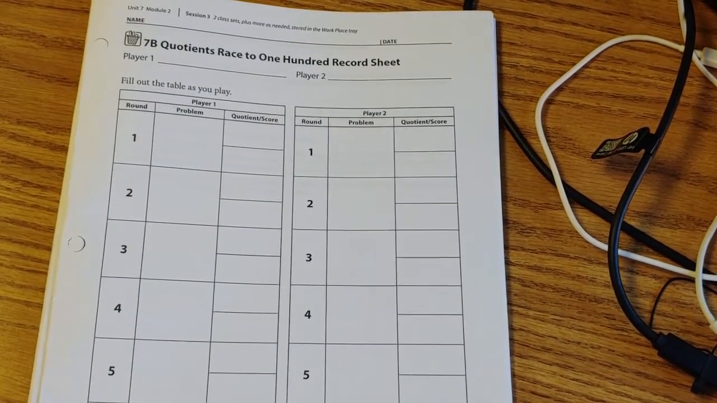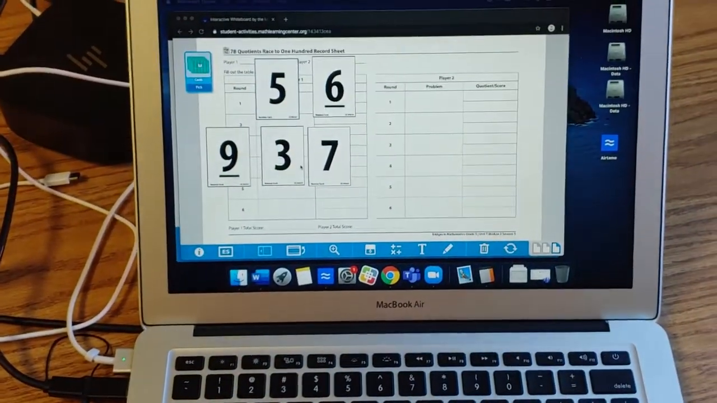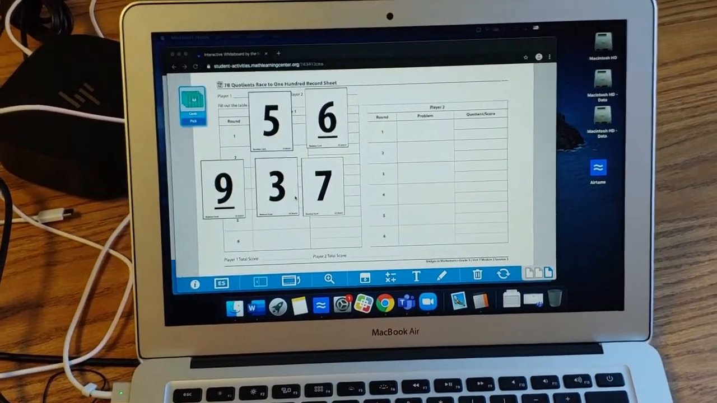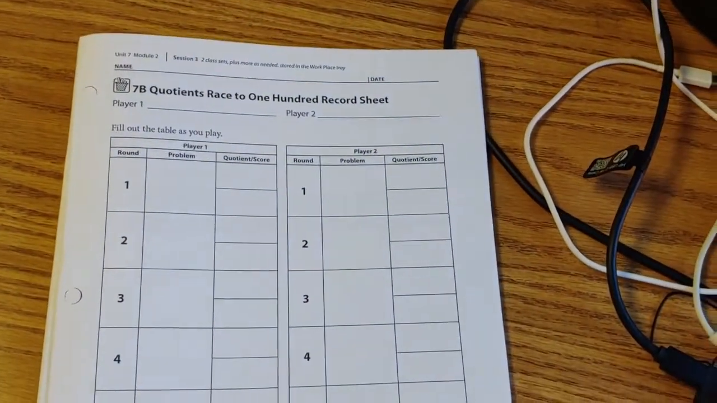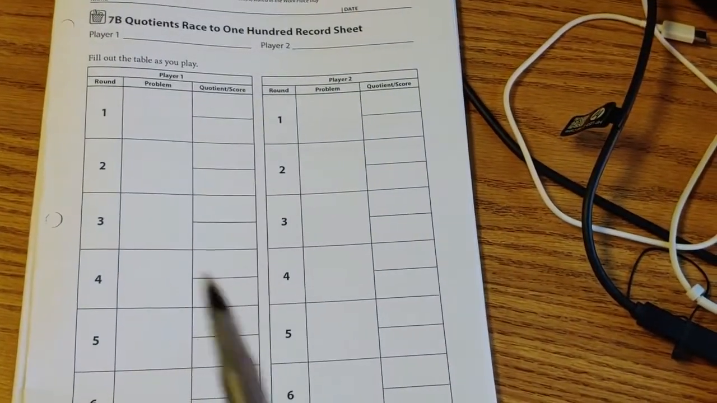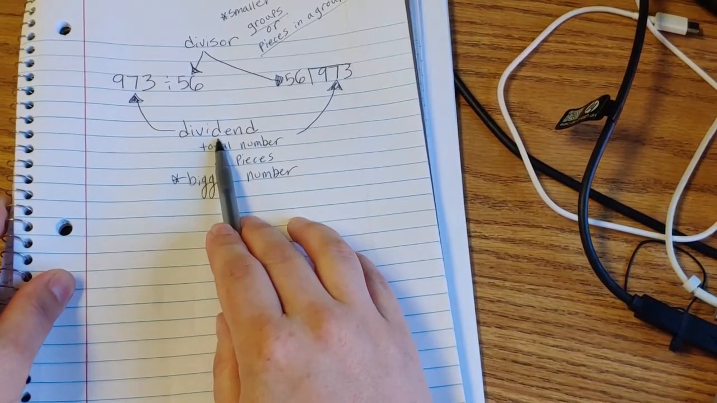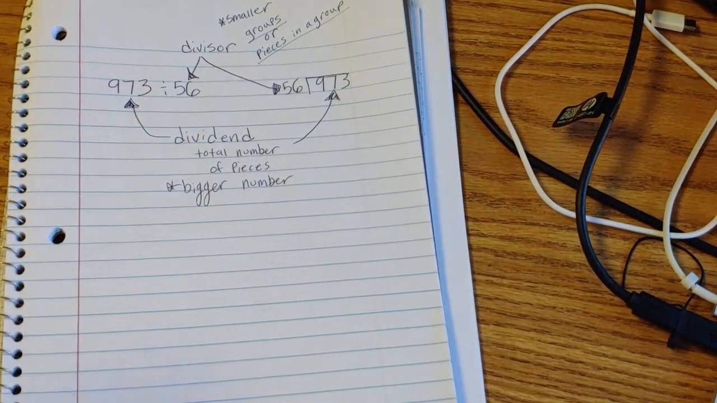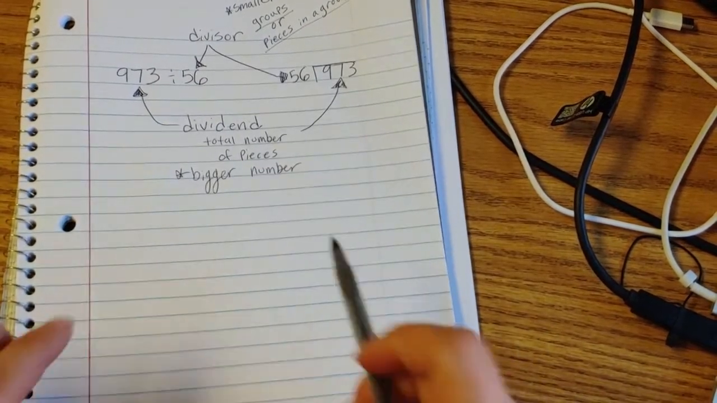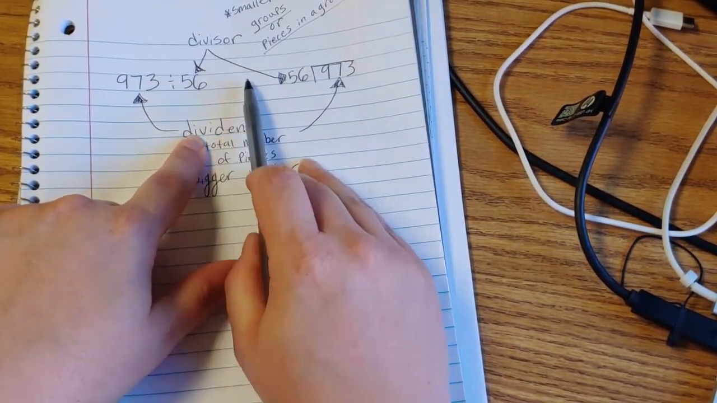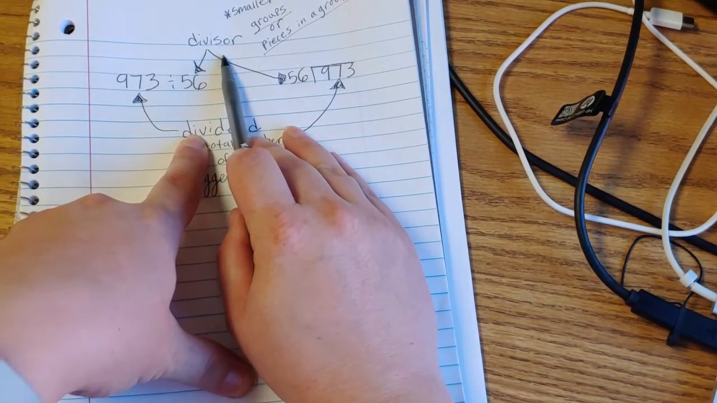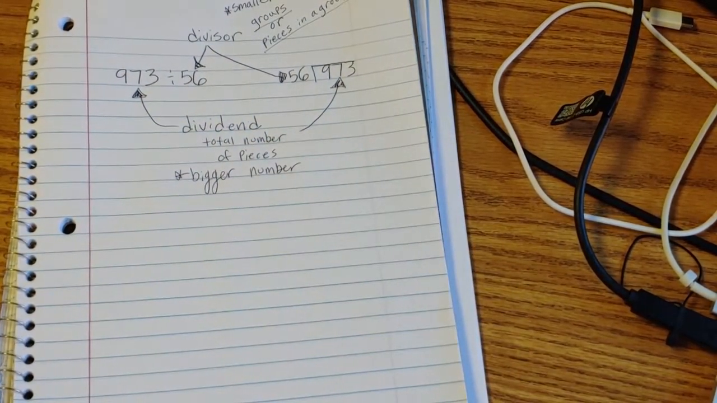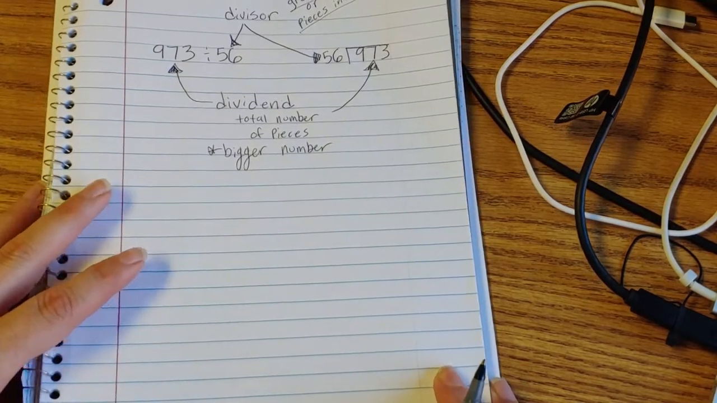So you have to draw 5 cards. Yep, there's my 5 cards. What you need to do is create a 3-digit dividend and a 2-digit divisor. So you want to make the biggest dividend possible with the smallest divisor possible so that you have the biggest answer in the end, which is what's going to be your score. Very confusing. It's okay. I'm going to show you.